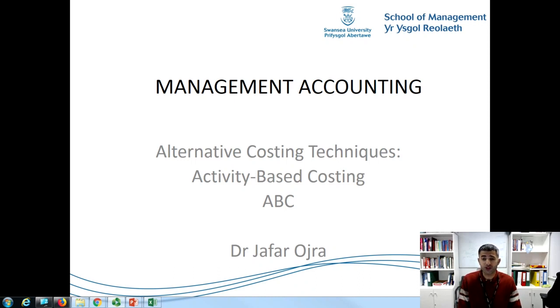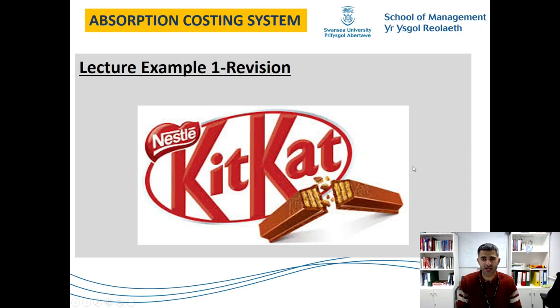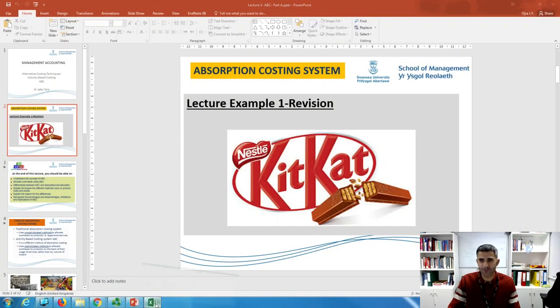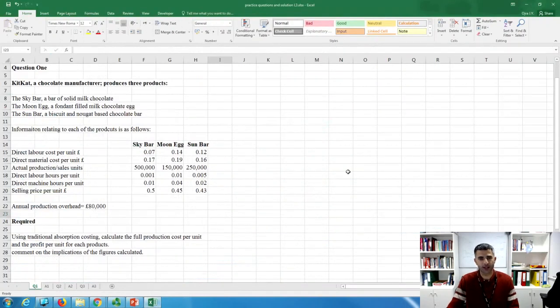So, first of all, before we start doing ABC, we have 2 costing techniques. We did absorption costing. I'm going to revise now, do one example, and then we'll come to ABC. Right, we'll come to ABC. Now let's do this example for the traditional costing technique.